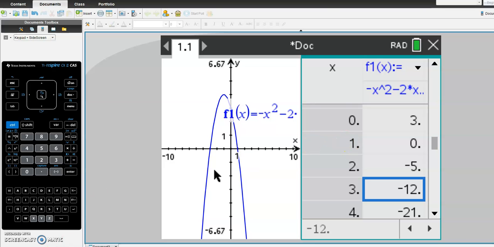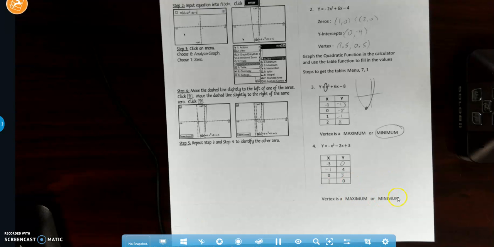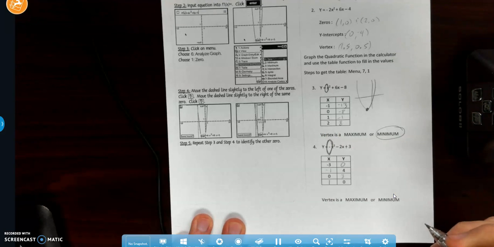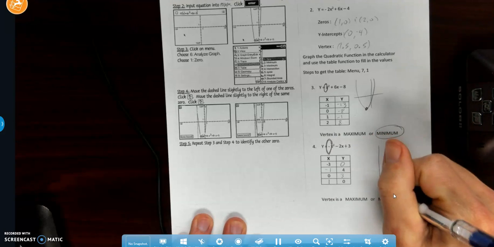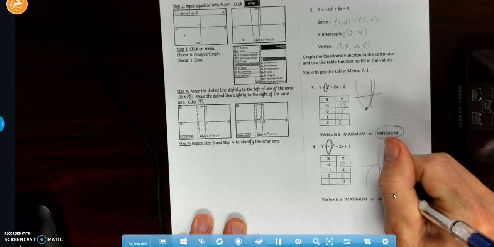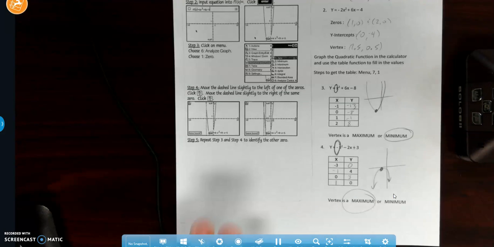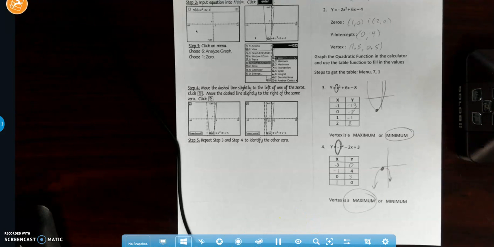Last question, it says, is the vertex a maximum or a minimum? So once again, it is a negative a value for this one. A negative a value will mean my parabola will open downward, which means the vertex will be the highest point on the graph, or the maximum.